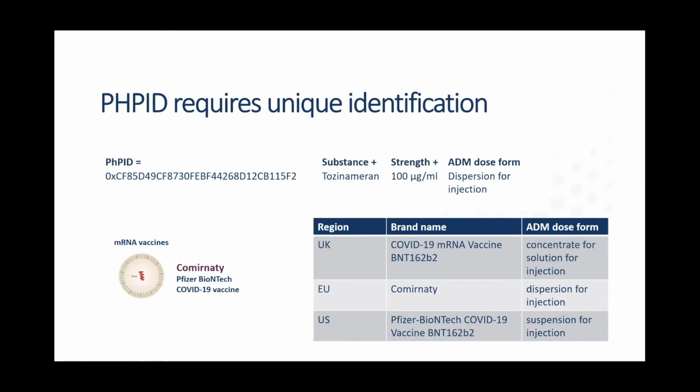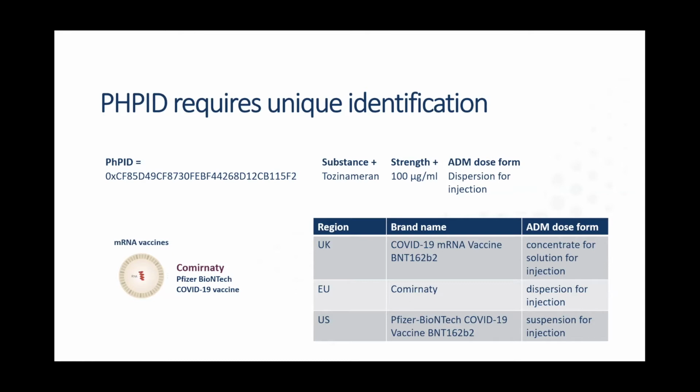So as Robert previously described, the PHPID itself is calculated based on the identity of the pharmaceutical product, which is defined by the active substance, the strength of the vaccine, and the dose form that is administered to the patient. So here's an example of the PHPID for the Pfizer vaccine, with the substance having the INN name, tozinameran, and the strength of 100 microgram per milliliter, and a dose form of dispersion for injection. So at first glance of these parameters, this seems quite straightforward, but all of these require structured and standardized data, which is not always the case.